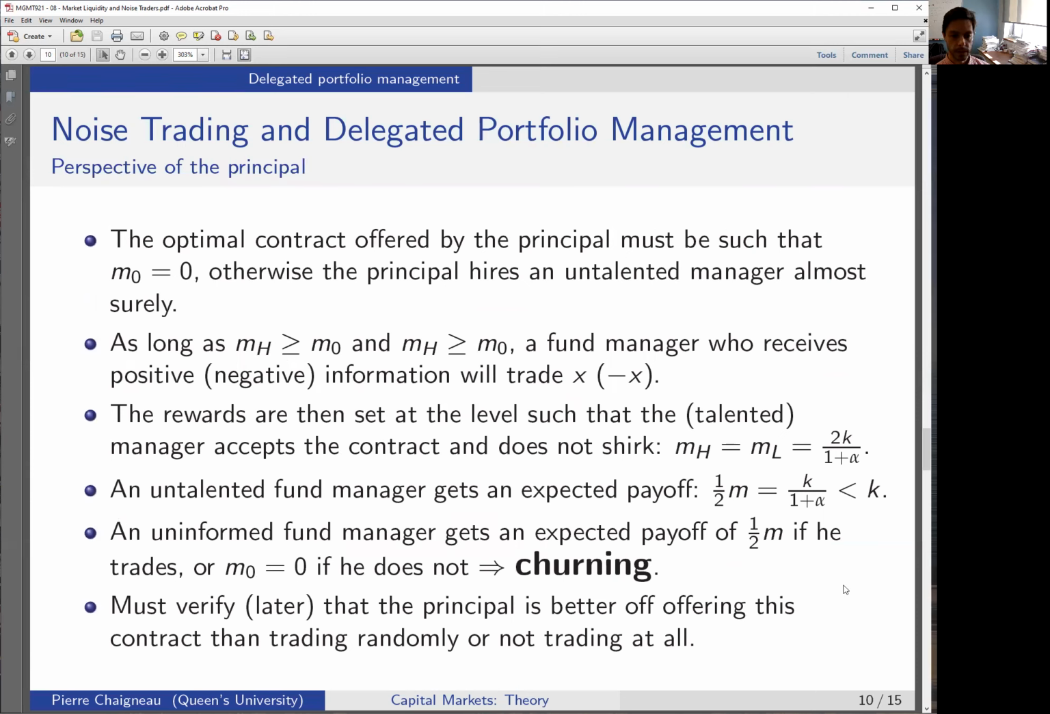Okay, so let's summarize what happened here. The optimal contract must be such that the rewards for not trading are equal to 0. As long as the rewards for trading are greater than the rewards for not trading, so here it should be ML, a fund manager who receives some information is going to trade.